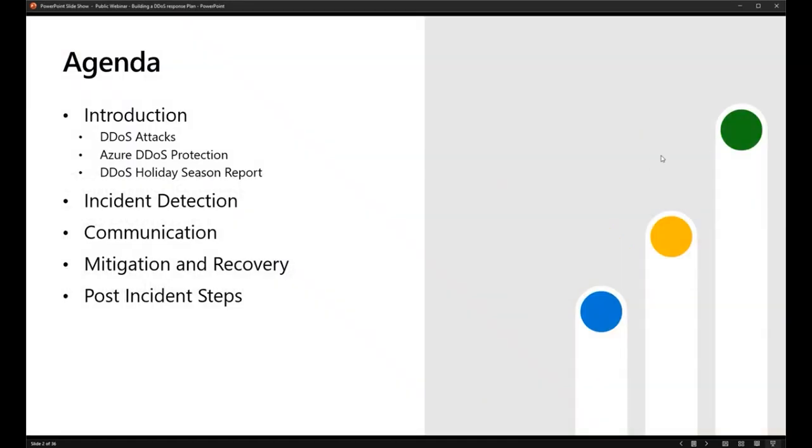So the agenda we have for today for our presentation, and I hope that you will find it useful. We will start with DDoS attacks, types of DDoS attacks, the Azure DDoS Protection infrastructure, and also the paid DDoS protection, the difference between them. And we will also go into some details about the 2023 DDoS holiday season report I will share with you. Then we will go into the different steps of the DDoS plan. We have incident detection, communication, mitigation and recovery, and post-incident steps.